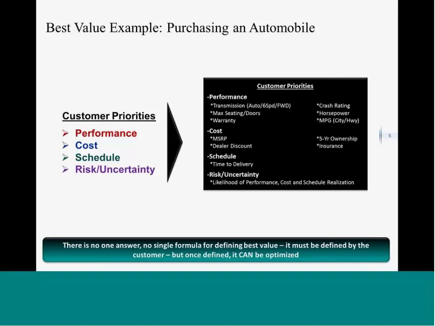Now, what's important to emphasize here is that there is no single formula for defining best value. If that were the case, at least in terms of our example here, we would all tend to buy the same automobile. But best value has to be defined by the customer user. And because we have an enormous number of customer users worldwide who have varied priorities, we have a vast array of automobiles worldwide from which to choose. However, once the best value is defined for a customer user, it can then be optimized.